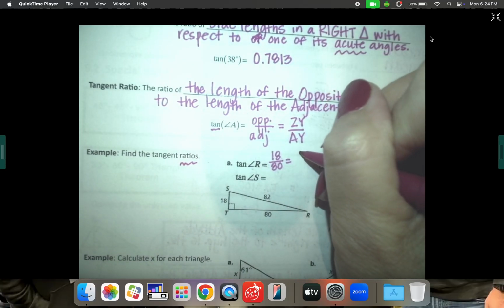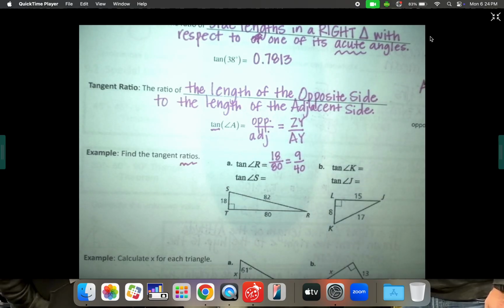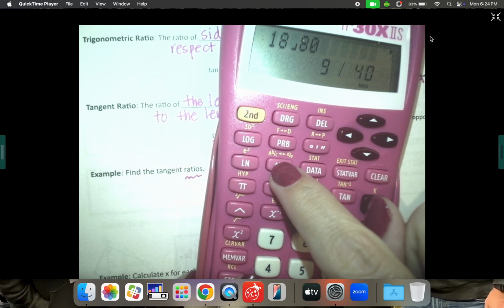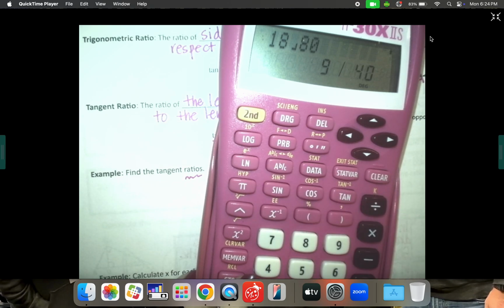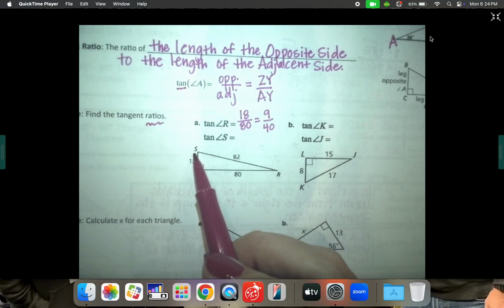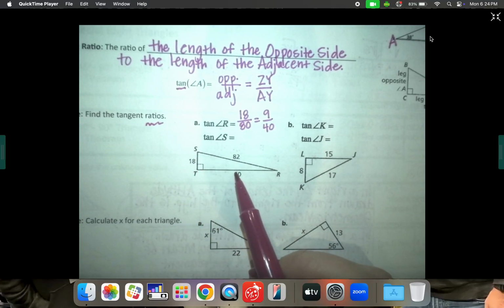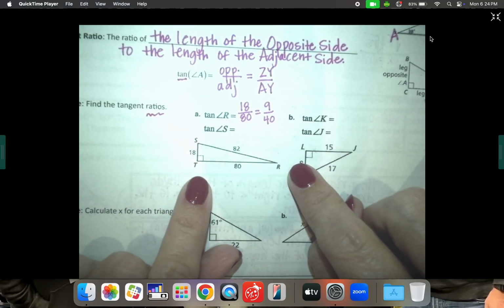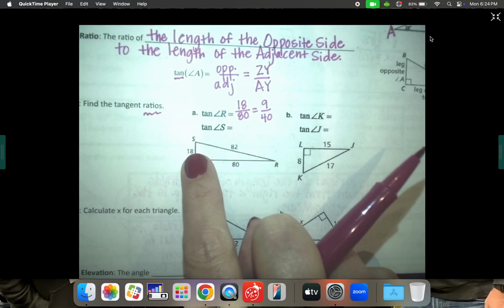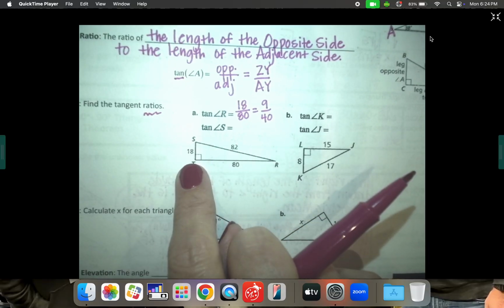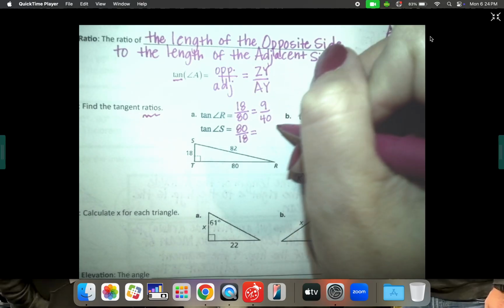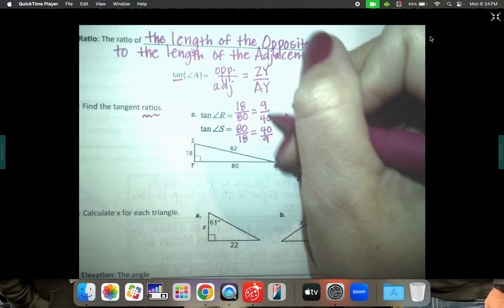I love that your calculator will simplify it for you. If you're not sure how to do that, instead of pushing divided by, you use this ABC button for a fraction. So I did 18 ABC 80. Okay, tangent of S. S now is the other acute angle, so the opposite of S would be this side. So 80 over adjacent, remember not over the hypotenuse, over the adjacent, so it's 18. So this one is 80 over 18. And that simplifies to 40 over 9 because it's the exact same one this one up here is.